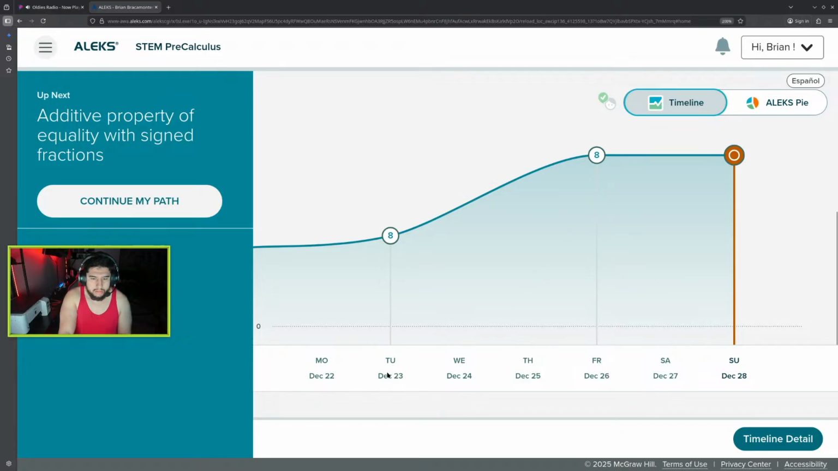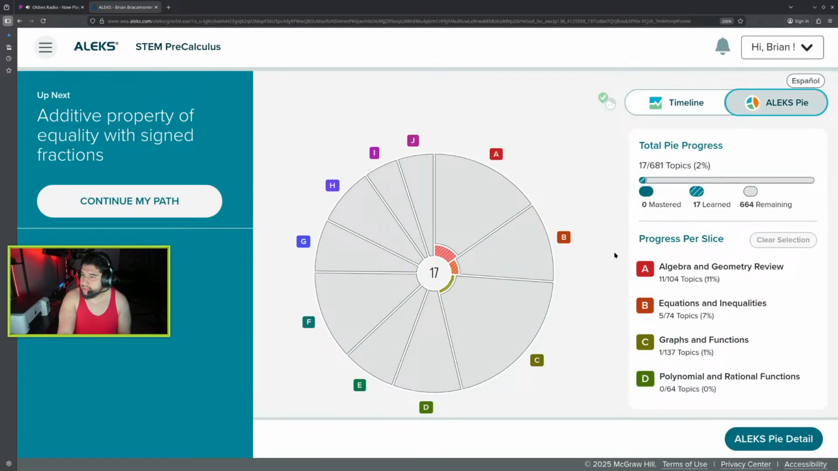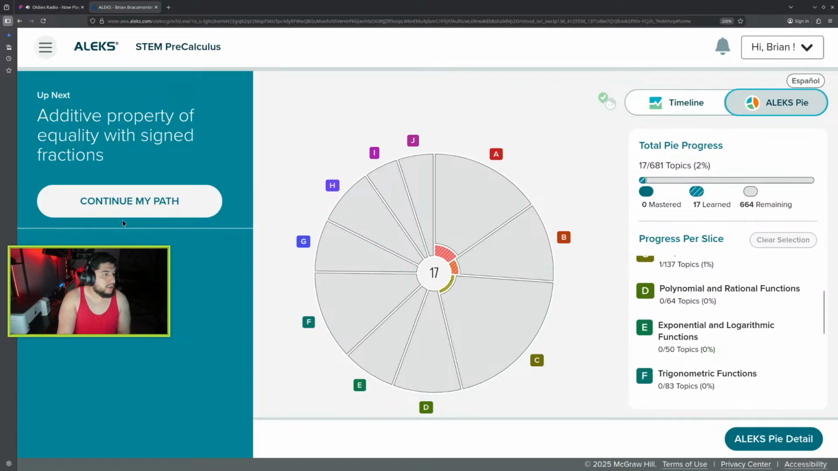Friday I did 8. Tuesday I did 8, and then I did one in the beginning of December. Anyways, on Aleks, we've got 17 learned, 0 mastered, 664 remaining. We have a little bit done on A and B, and then we've started doing C. A is algebra geometry review. We did B, equations and inequalities, and we started on graphs and functions. So we're going to continue.